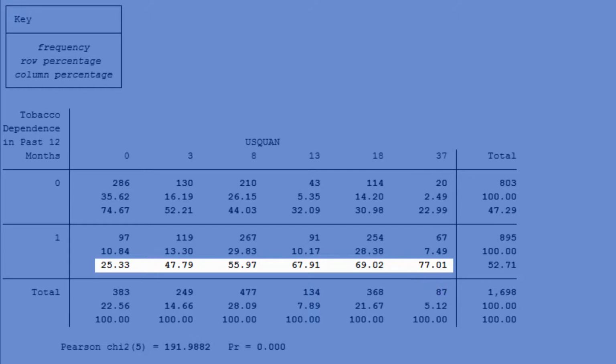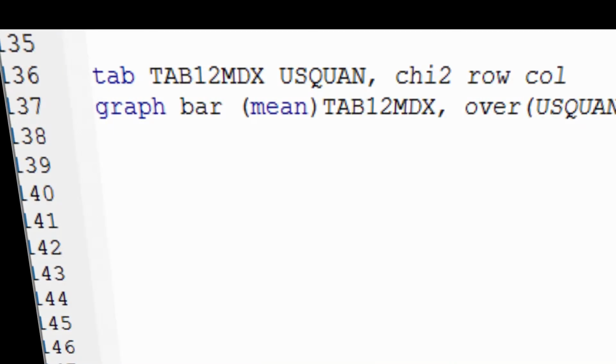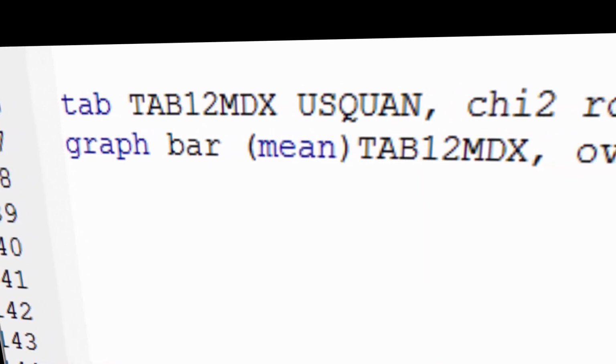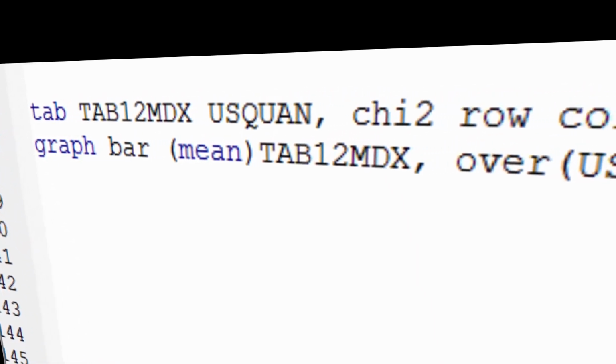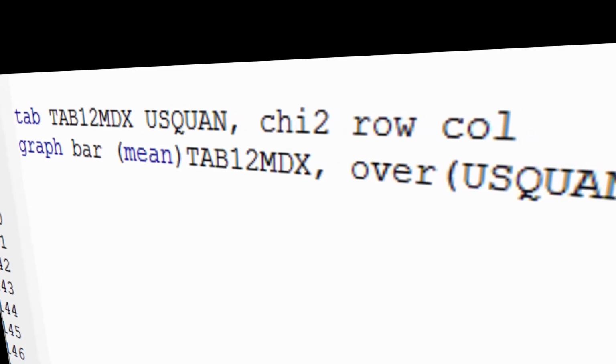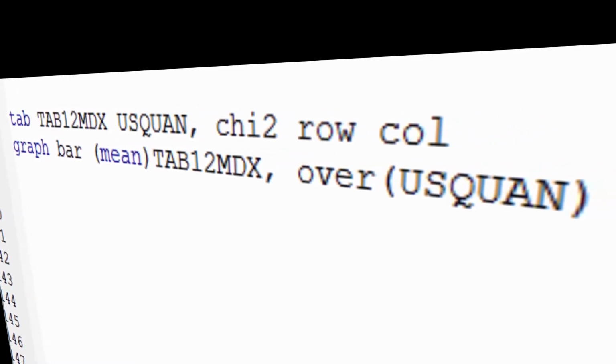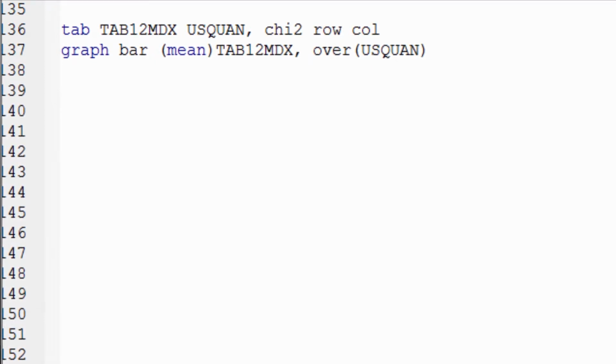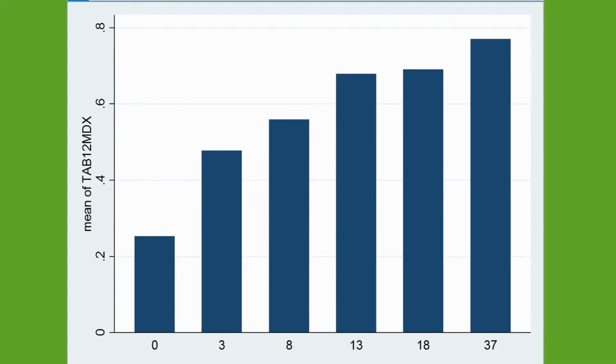To graph these proportions with code, we use the following. graph bar (mean) tab12MDX, over(US_QUAN). Remember that since the mean of a 0 to 1 categorical variable is the same as the proportion reporting 1, we can use mean for our y-axis. And this gives us the graphic representation of this positive linear relationship.